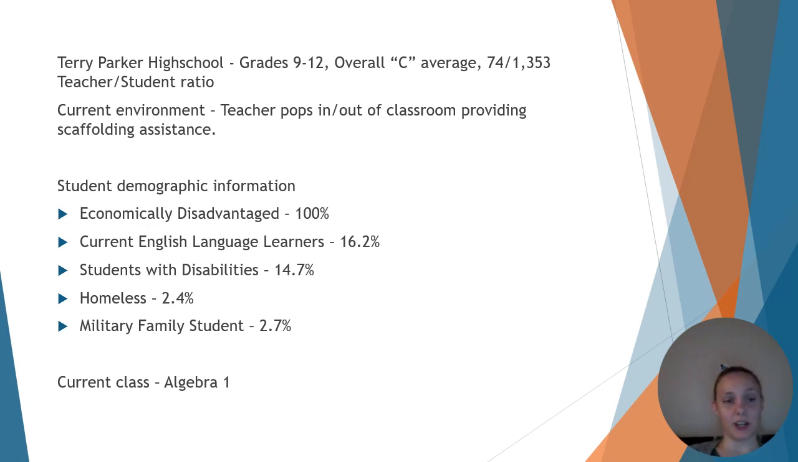Current demographic information for Terry Parker High: 100% of students are economically disadvantaged. 16.2% are current English language learners. 14.7% are students with disabilities. 2.4% of students are homeless, and 2.7% of students are in military families. The current class is Algebra 1.